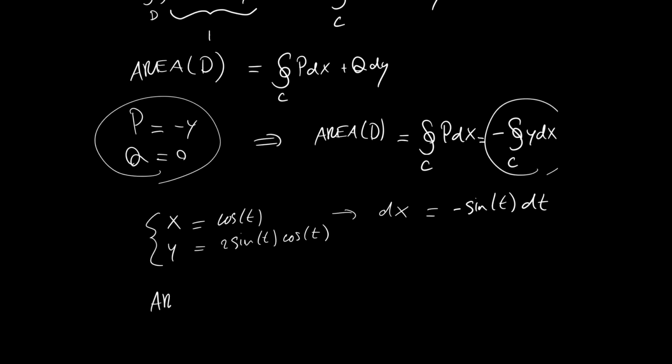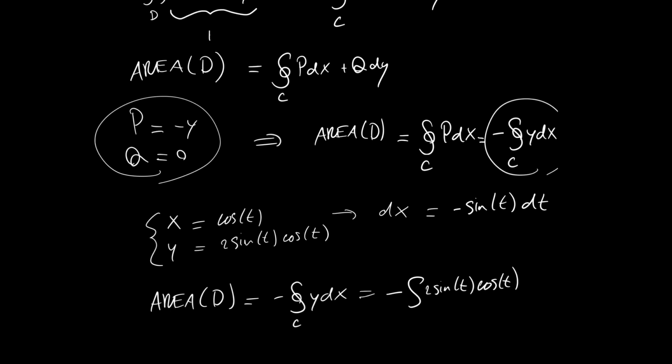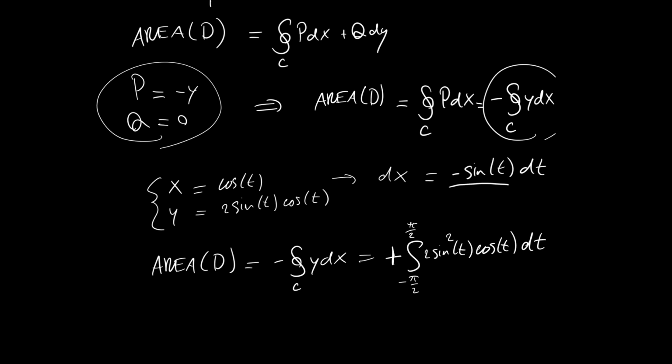All right, let me put that all together. The area of our region D is going to be minus the integral over C of y dx, which is minus the integral of y, that's 2 times sine t cosine t, times minus sine t dt. The minus sine dt gives me an extra sine, so that will be sine squared, and that minus will make this minus a plus. Then we integrate over t, where t runs from minus pi over 2 to pi over 2. So that's the integral that we want to calculate.